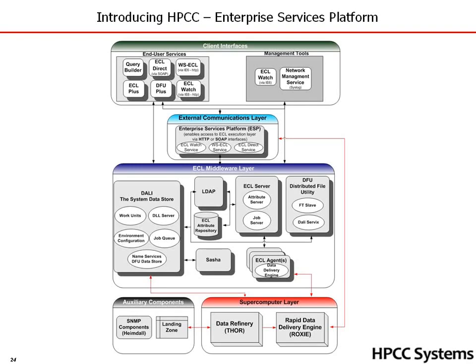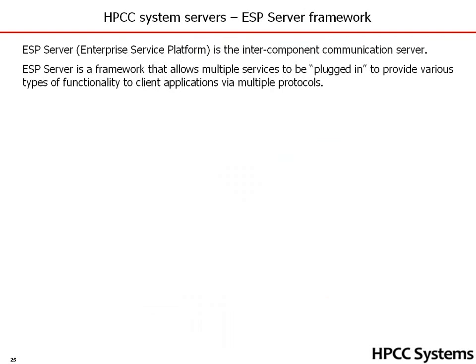Now in our first two videos we took a look first at the supercomputer layer, which was Thor and Roxie, and also the ECL agent. In Part 2 we took a look at the HPCC middleware layer, including Dali, Sasha, the DFU, and the ECL server. In this last video we're going to take a look first at the Enterprise Services Platform and then later the client interfaces. Starting with the Enterprise Services Platform, this is the Intercomponent Communication Server.